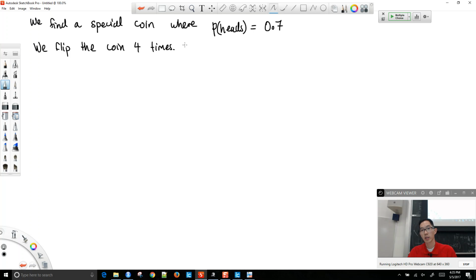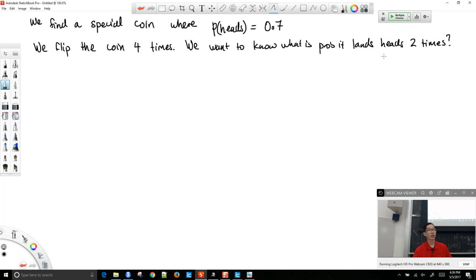Okay, and we want to know what is the probability it lands heads 2 times. What's implied here is that it lands 2 times out of 4, and the order does not matter. So it's implied: 2 heads out of 4 flips, order does not matter.